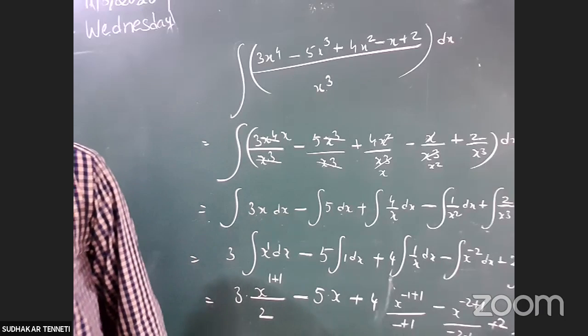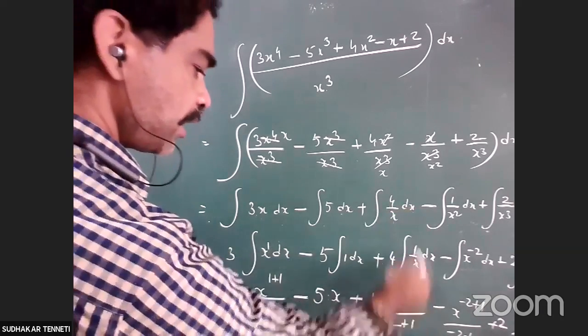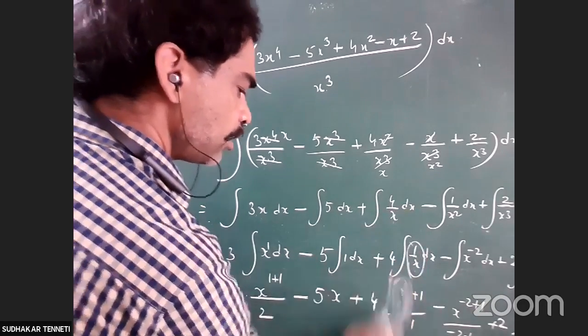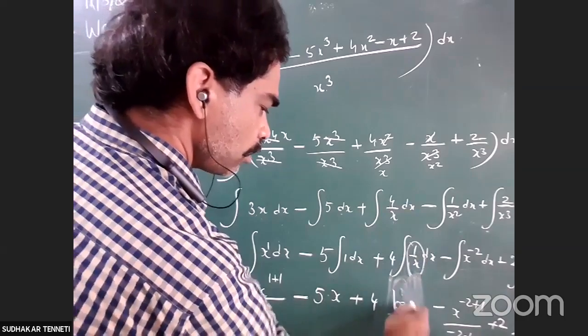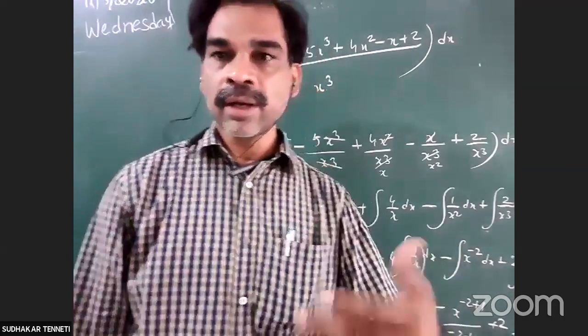So here you will get 4 into 1 by x. You can directly write it without writing minus 1 plus 1, directly you can write 4 into log x. No problem. 4 into log x. Now after simplification, you will get the answer.